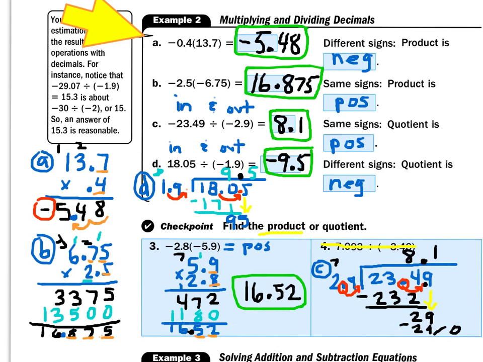Take a look at the last one, D. I had 18.05 divided by negative 1.9. Well, remember, the different signs, the quotient is going to be negative.